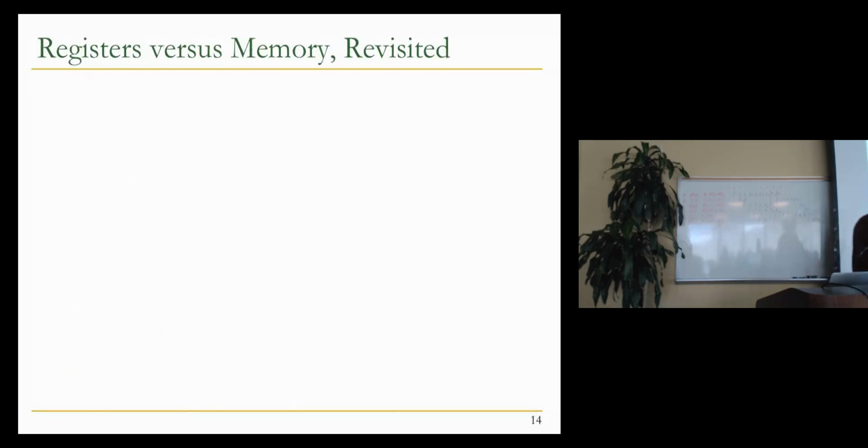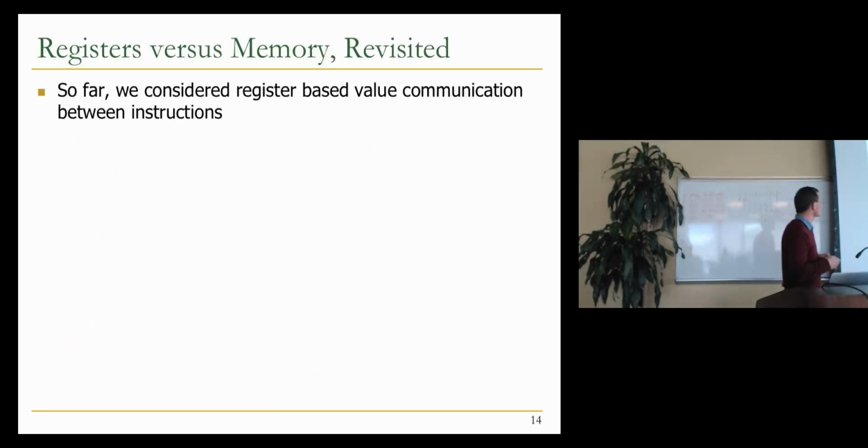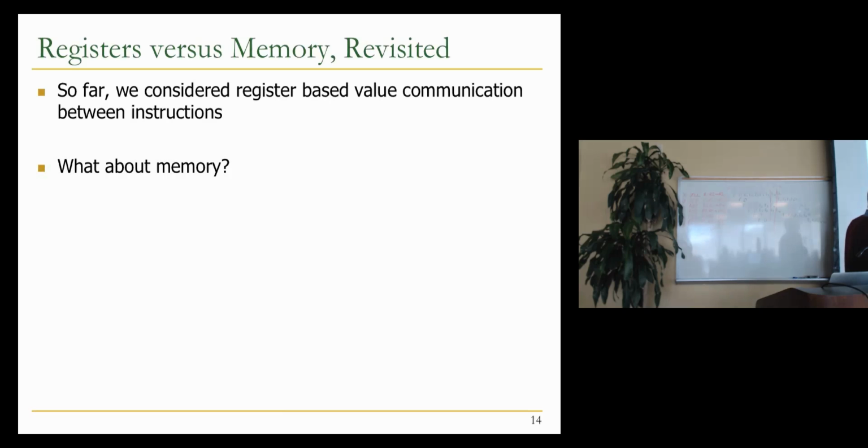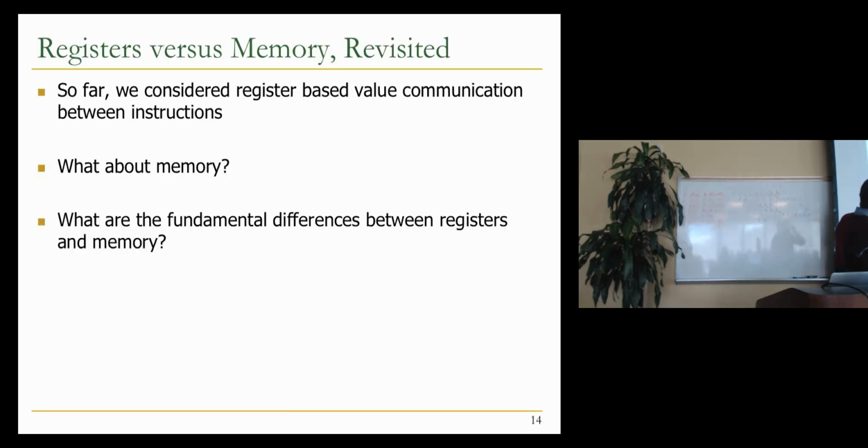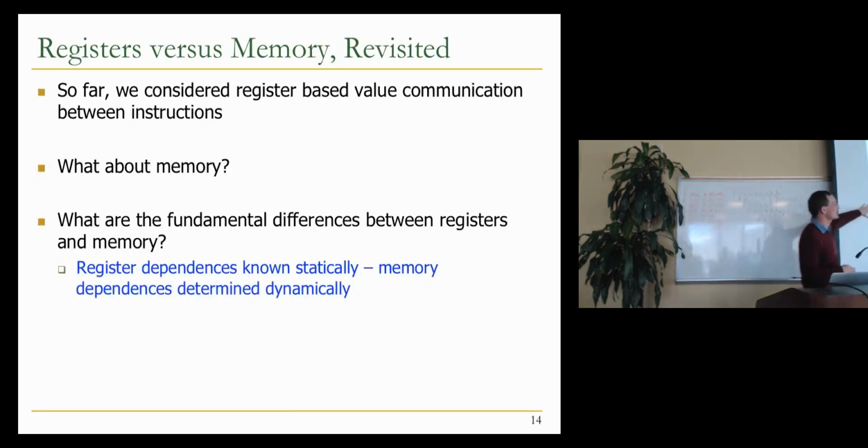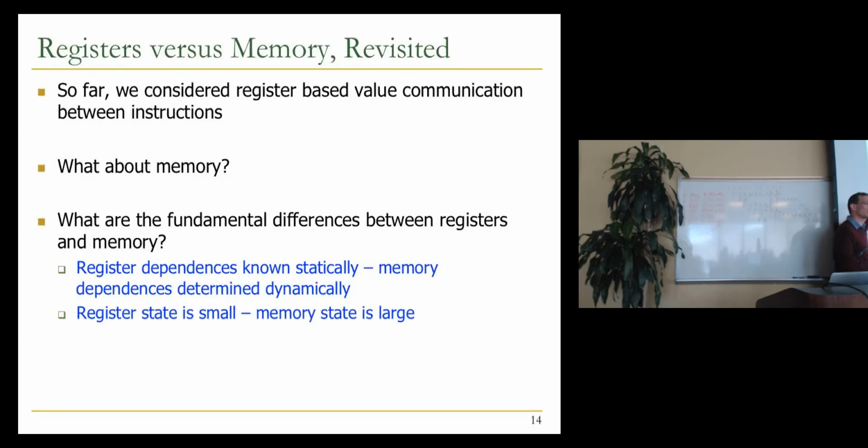Okay, let's talk about memory. This is all about registers. Well, I've actually shown you this slide before, and I've given you these fundamental differences. Register dependencies are known statically, right? Memory dependencies are determined dynamically if you have dynamic memory allocation, which most useful languages have.